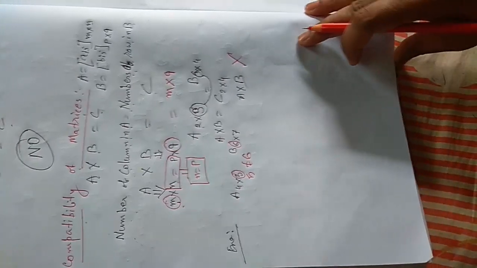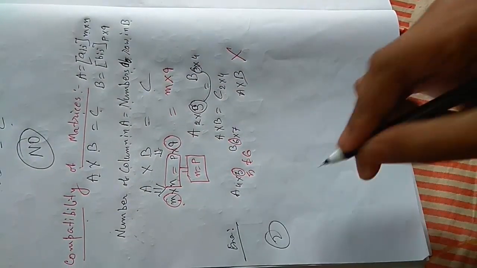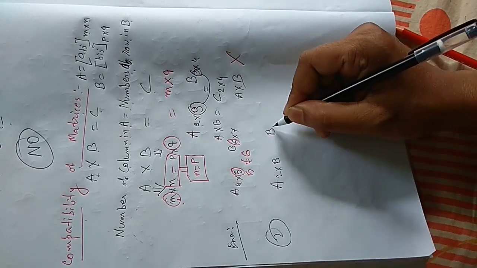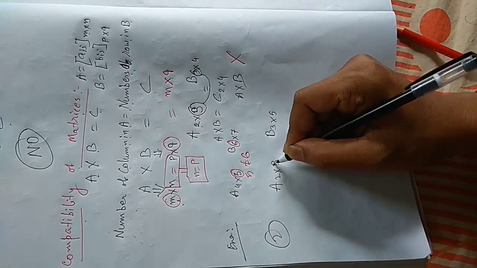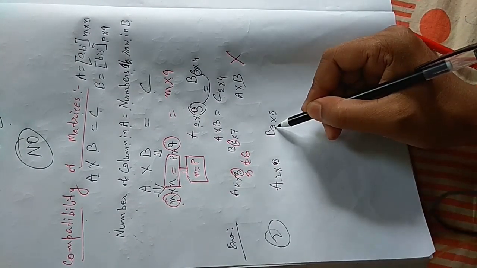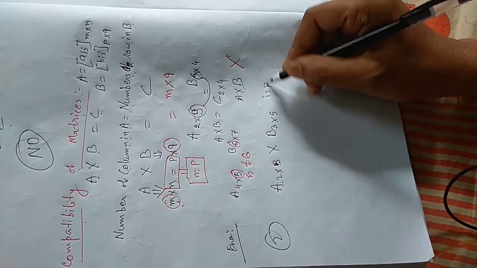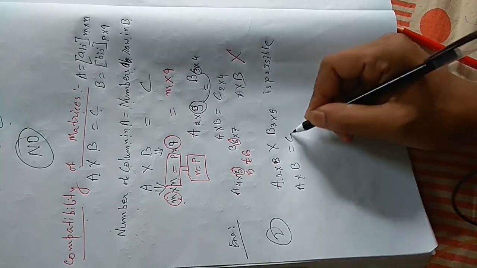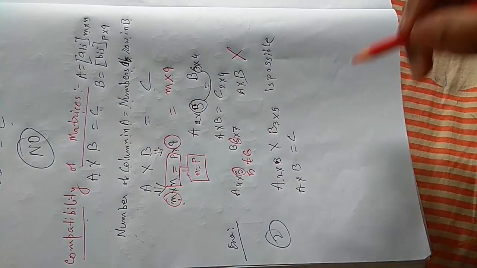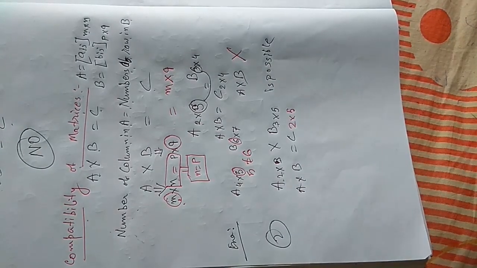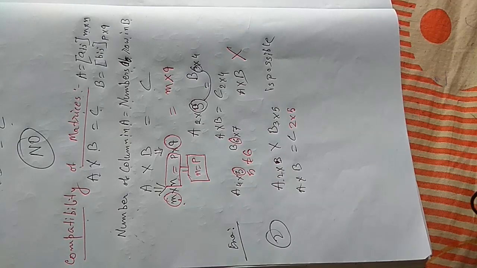Okay, again, if I give A of order 2 by 3 and B of order 3 by 5, the first matrix's number of columns is 3 and the second matrix's number of rows is 3, so A cross B is possible. If we get C from A cross B, what is the order of C? The order of C comes from the 2 here and the 5 here. So the product matrix C has order 2 by 5.